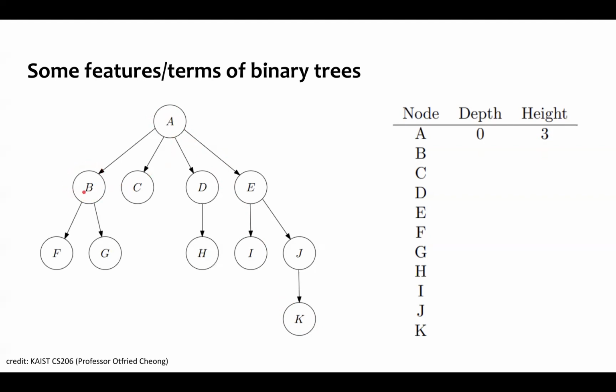And when it comes to B, the depth is 1 because it is 1 edge away from the root, and the deepest leaf from this node is F or G, and it takes 1 edge to reach there. It's very simple, right? And when it comes to C, the depth is 1 as B because there is just 1 edge to reach the root. And the height is 0 because the node with C itself is a leaf, okay?